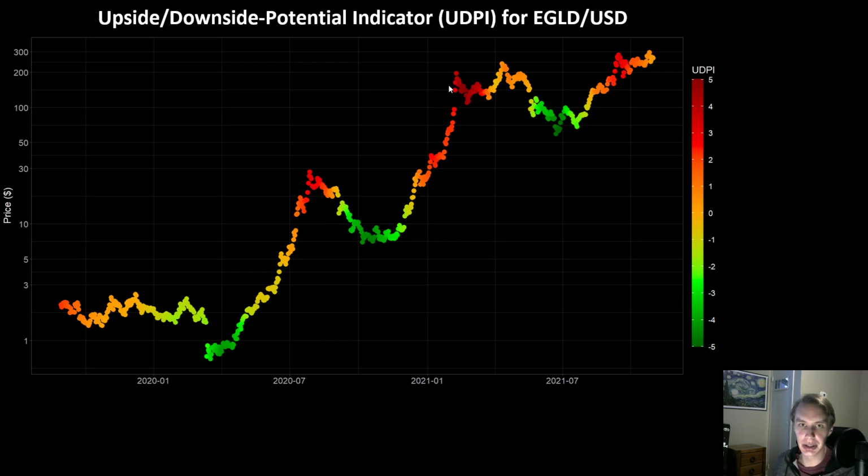As soon as the UDPI flashed this deep red, EGLD didn't really end up being able to put in much more work after that. It ended up putting in a slightly higher high than it put in here a little bit later, but it's just very minor. Really its upside potential has been tapped out.